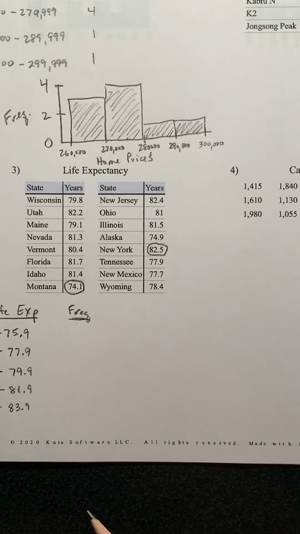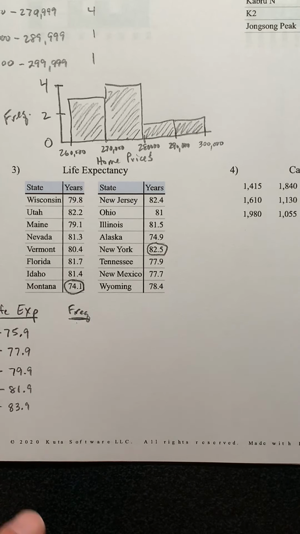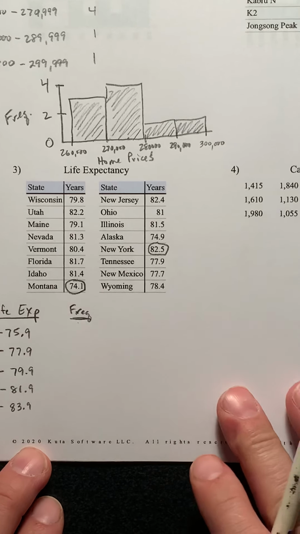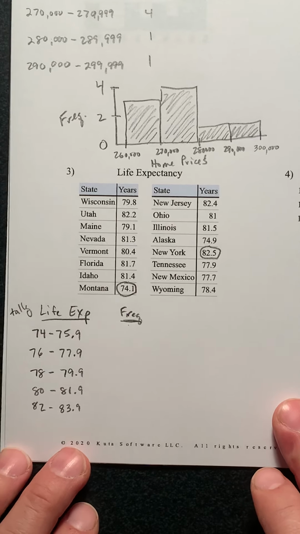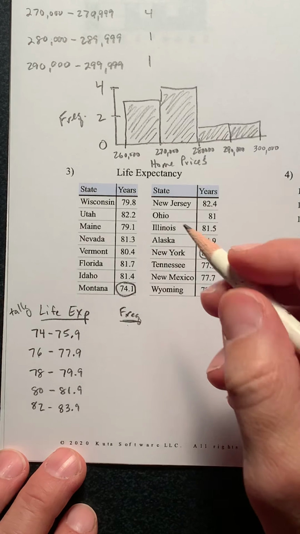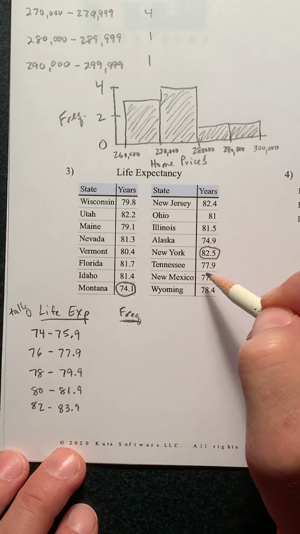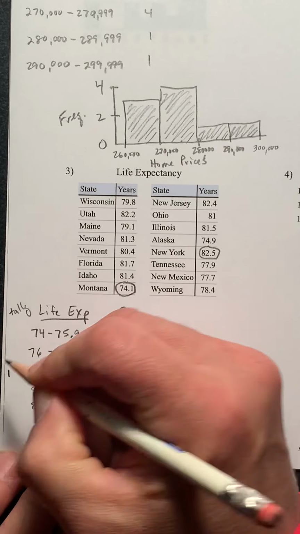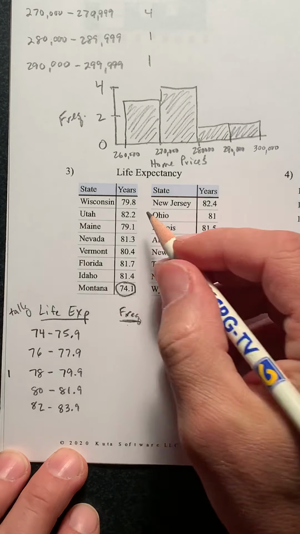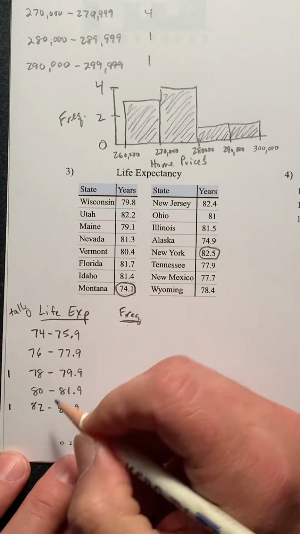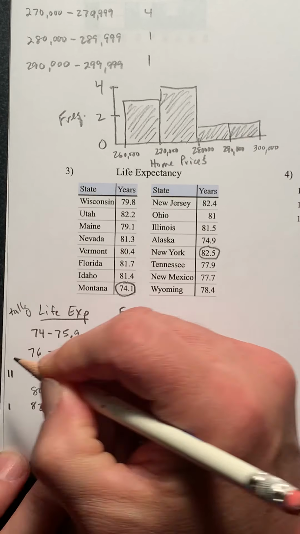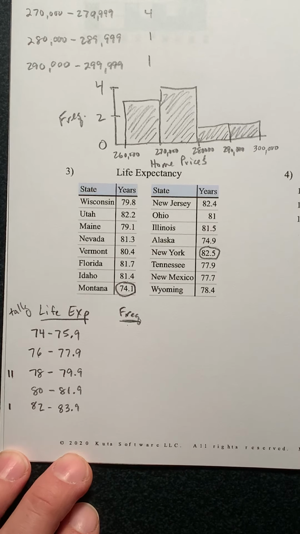So what I'm going to do in this particular case is a tally. So I'm going to have a tally off to the left over here, where I'm going to be keeping track of these, because there's kind of a lot of data here. So I'm going to 79.8, that fits into this category. I'm just going to put a little notch over here. 82.2 fits into this particular interval. 79.1 is in this interval again.